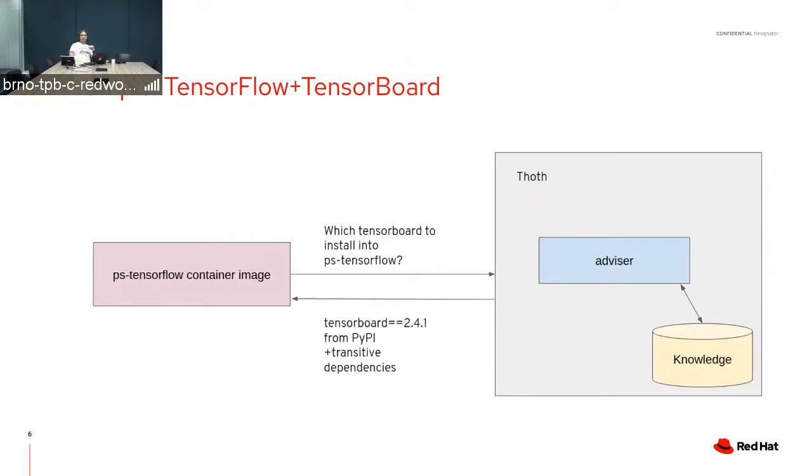So the workflow is quite simple. We have predictive stack TensorFlow container image. We want to install TensorBoard, so we ask Thoth which TensorBoard is the most appropriate to be installed into the given container image, into the given runtime environment. And Thoth, based on knowledge about Python packages, but also based on knowledge about container image, predictive stack TensorFlow, can suggest the most appropriate TensorBoard version together with transitive dependencies that are known to work in that predictive stack runtime environment.